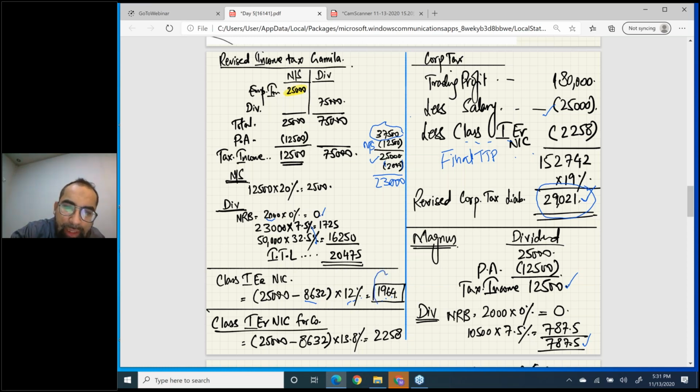They have to pay class 1 employee NIC, and class 1 employer NIC. They have to pay this income tax for Jamila and this income tax for Magnus. See, these all are the costs which you have to pay to government. I have circled it with blue pen. 29021 is the corporation tax, 20475 is the income tax liability of Jamila, 1964 is the class 1 employee NIC, 2258 is the class 1 employer NIC, 787.5 is the dividend tax on Magnus.